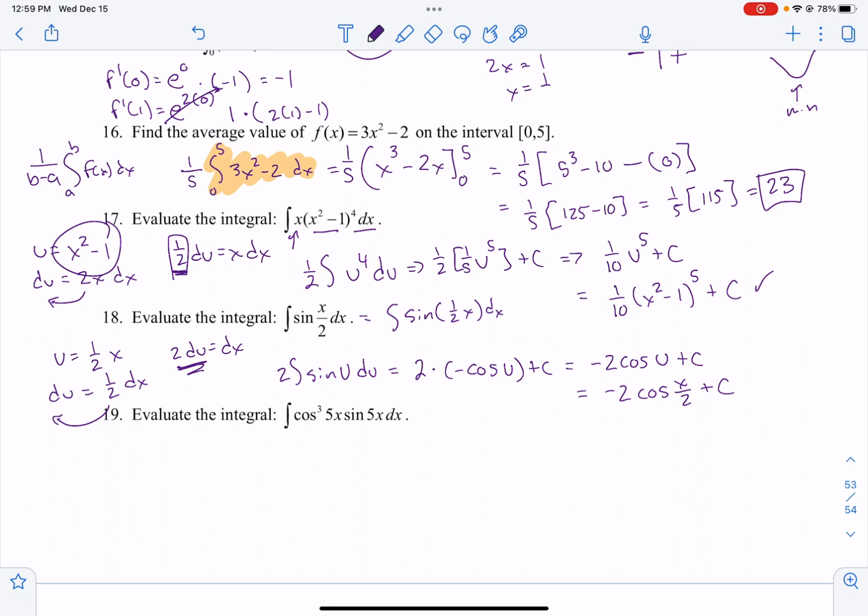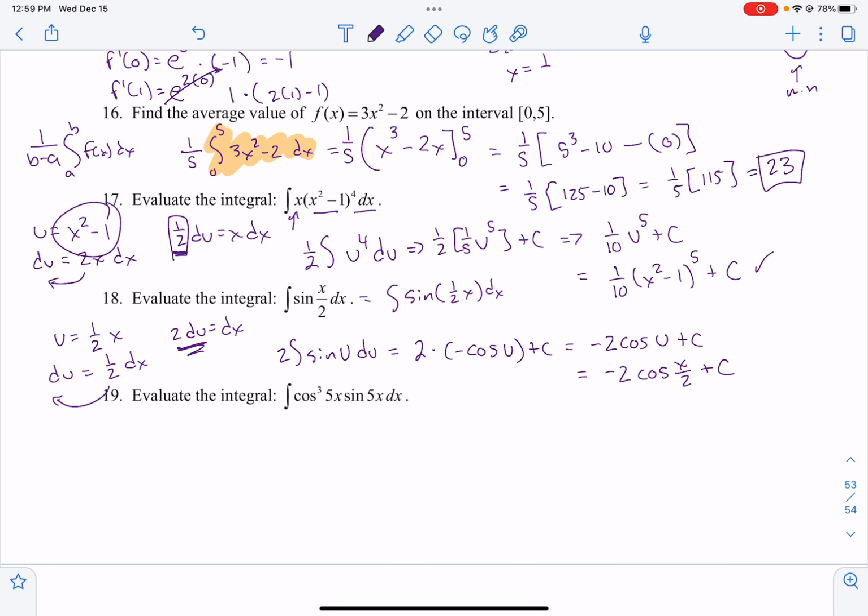Okay, number 19. Evaluate the integral of cosine cubed, or I guess cosine of 5x. That bugs me so bad trying to read that. So I'm going to rewrite that right now. The integral of the cosine of 5x cubed times sine of 5x dx. Okay. Normally, we tell you to try to plug in the innermost function, like that 5x, as my u. But if I let u equal 5x, then du equals 5 dx. And that really doesn't help me eliminate anything. So let's go one step out.